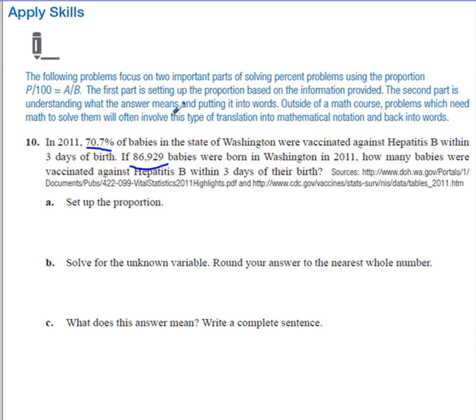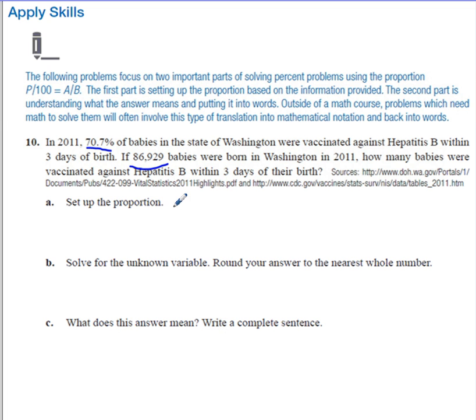There are a couple of numbers in there that are unimportant to this story problem as far as setting up a proportion. One would be the year. We see the number 2011, but again, that's referring to the year. And then the 3 in "3 days of birth" is just explaining what's going on. It actually doesn't have anything to do with figuring out how many babies were at the vaccination. So the two pieces that we know are the 70.7% and the 86,929.